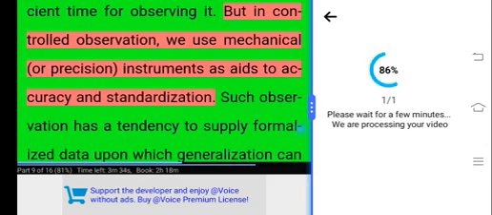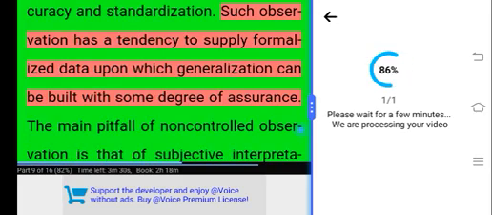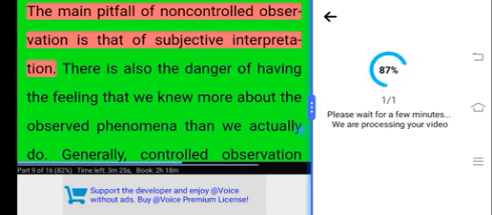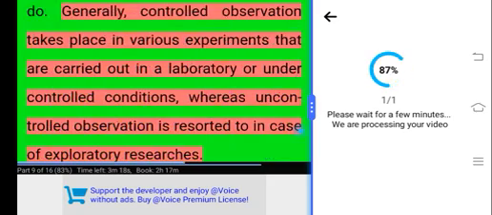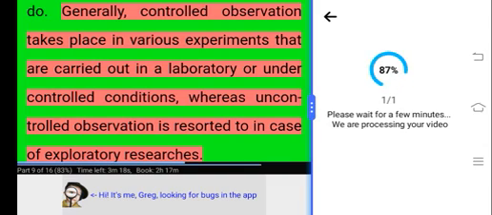But in controlled observation, we use mechanical or precision instruments as aids to accuracy and standardization. Such observation has a tendency to supply formalized data upon which generalization can be built with some degree of assurance. The main pitfall of uncontrolled observation is that of subjective interpretation. There is also the danger of having the feeling that we know more about the observed phenomena than we actually do. Generally, controlled observation takes place in various experiments that are carried out in a laboratory or under controlled conditions, whereas uncontrolled observation is resorted to in case of exploratory researches.